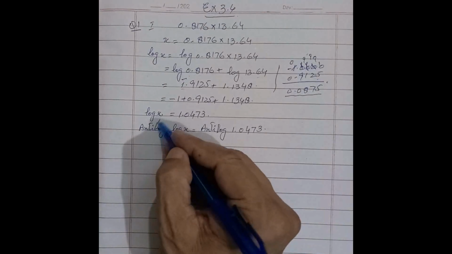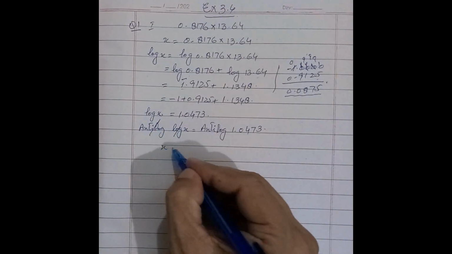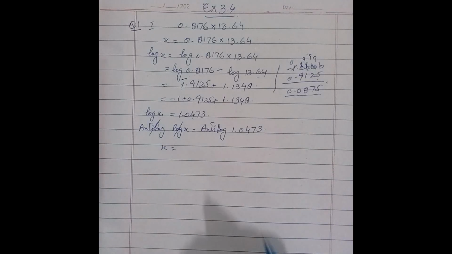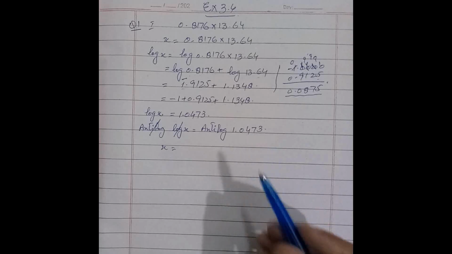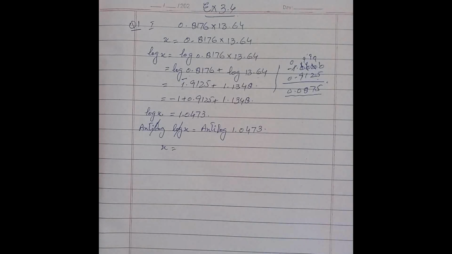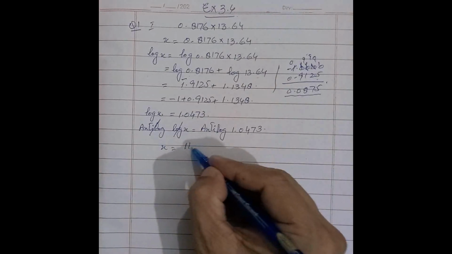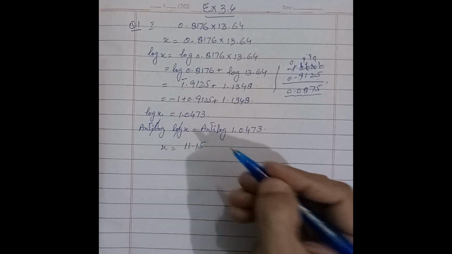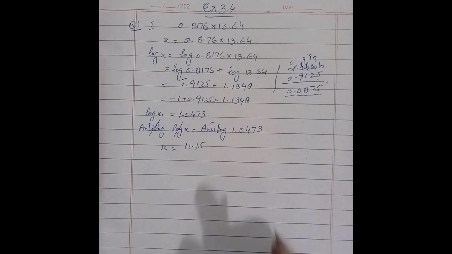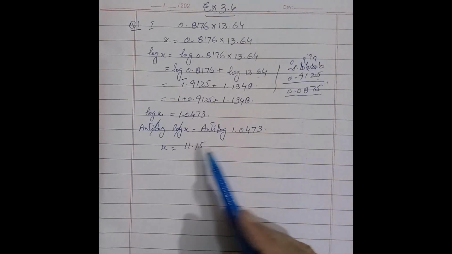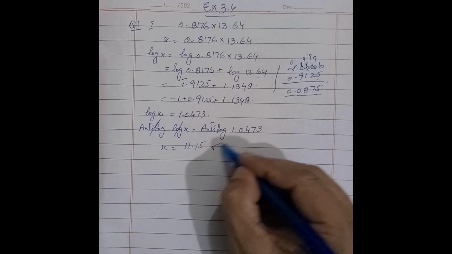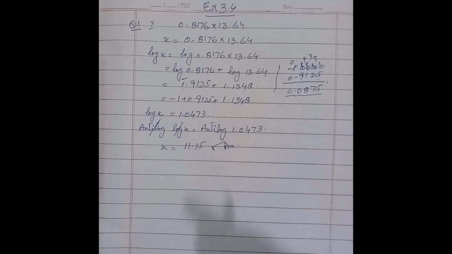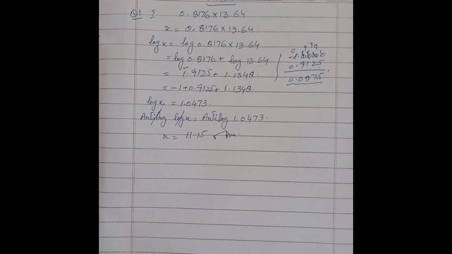In this question, antilog cancels log, we get x. And then we take the antilog of this value, 1.0473, which is equal to 11.15. And this antilog we take from the table as well as by the calculator. The answer is x is equal to 11.15, which is the answer of the question.